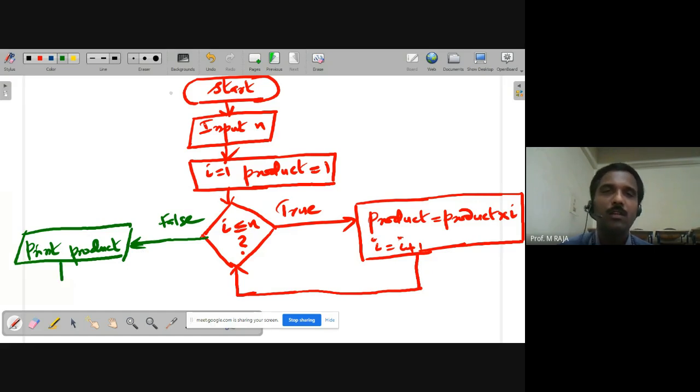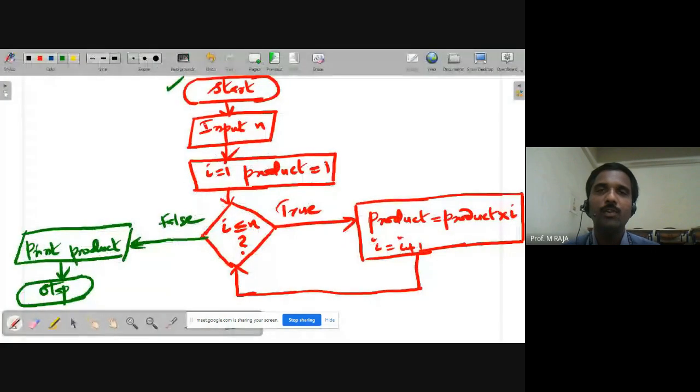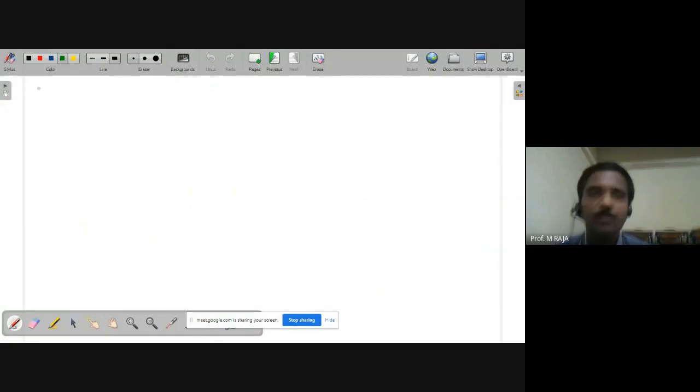Then to end the process, here put the stop operation. This is the flow chart to find the product of n numbers. To understand further, I try to do the trace for another number. For example, let me take n is equal to 5.